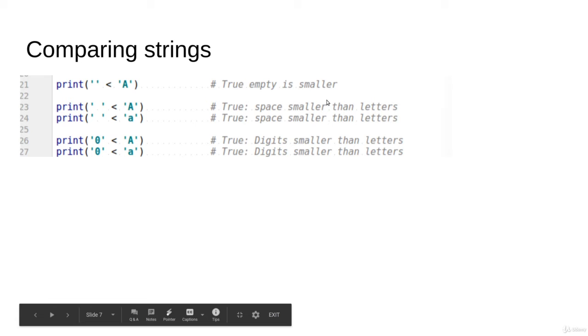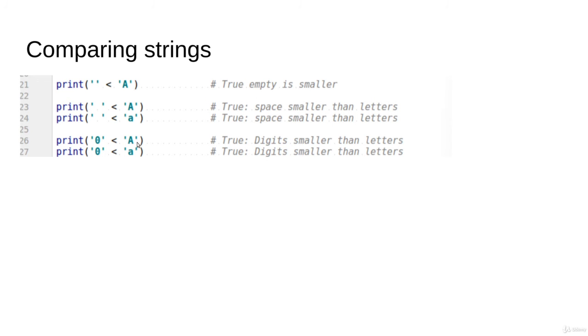A few relevant things. The empty string is always smaller than other strings. The space is smaller than letters. Digits are smaller than letters. Might be useful sometimes to know.